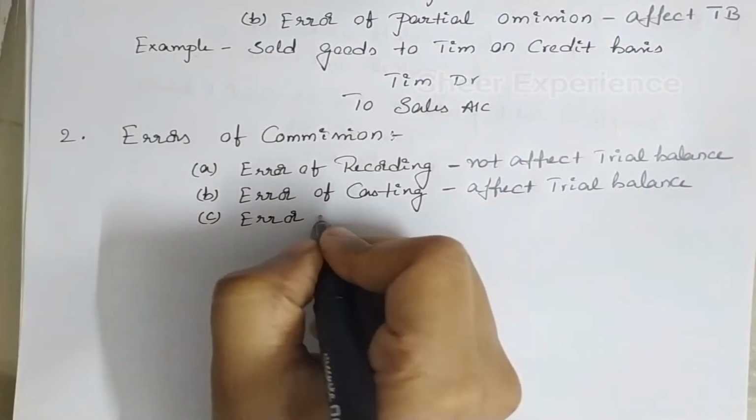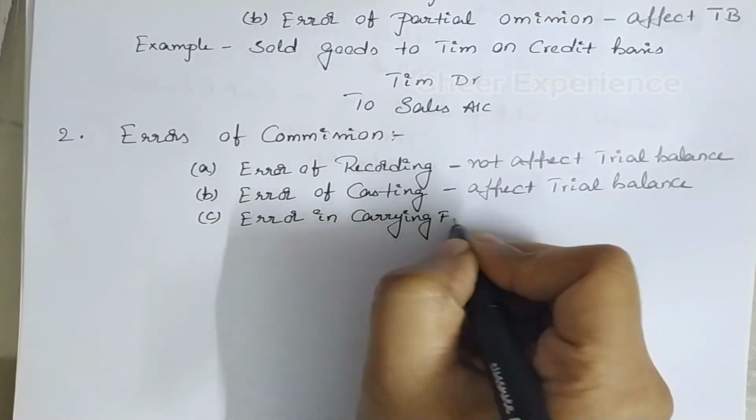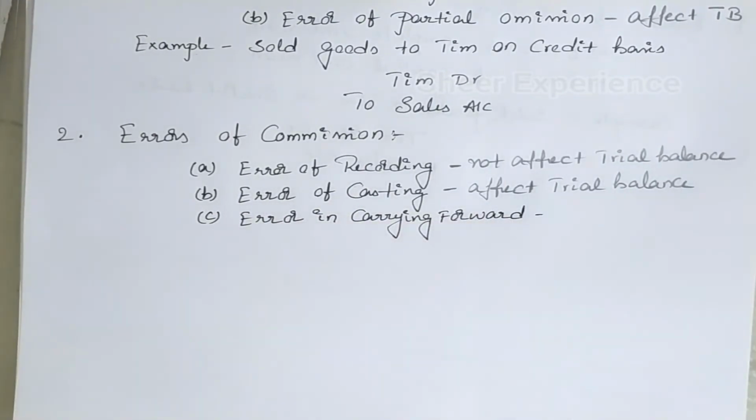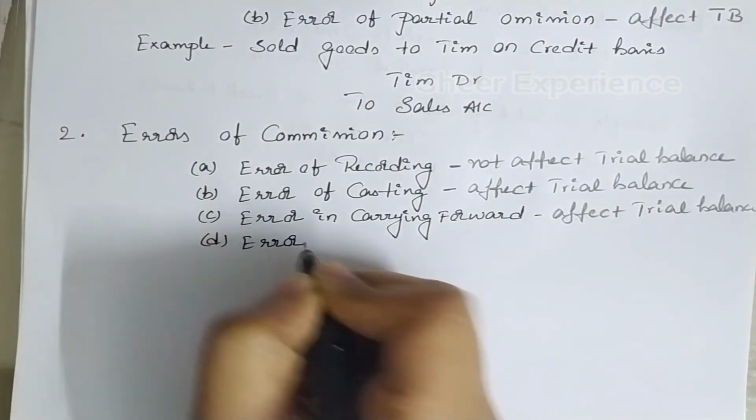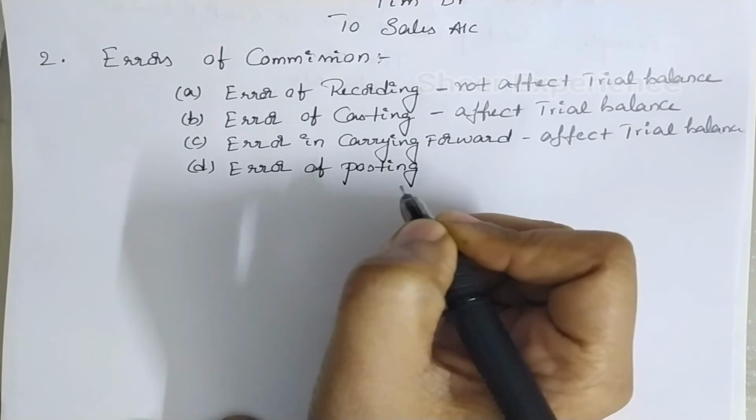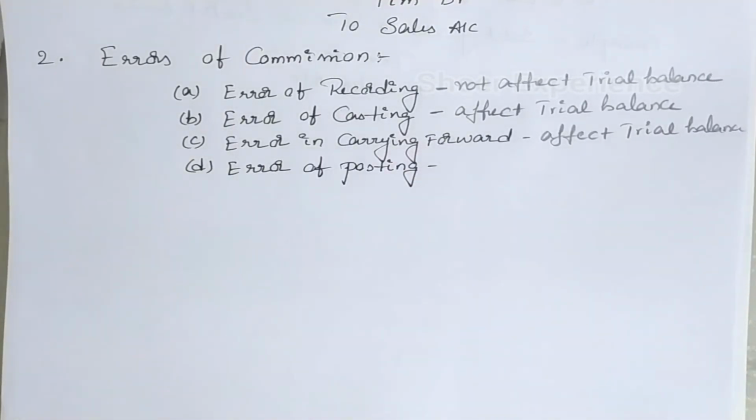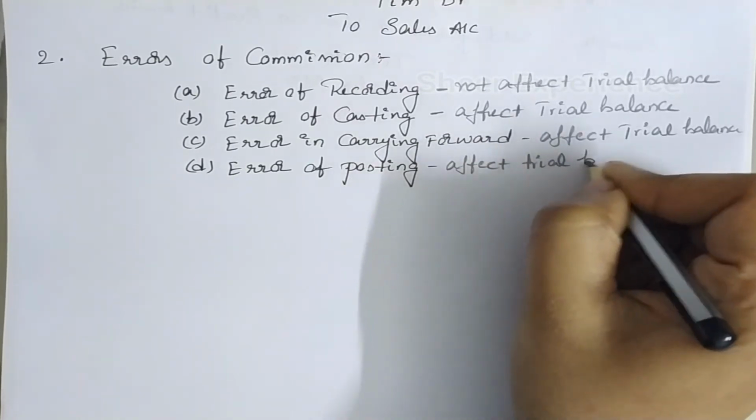Third type of error under errors of commission is error in carrying forward. This error arises when we have carried forward the wrong total amount from one page to another page. So this error affects the trial balance. Next one is error of posting. While posting the totals of sales book or purchase book or sales returns book or purchase returns book in the ledger, by mistake we have posted with incorrect amount. So this is called error of posting. This will affect trial balance.